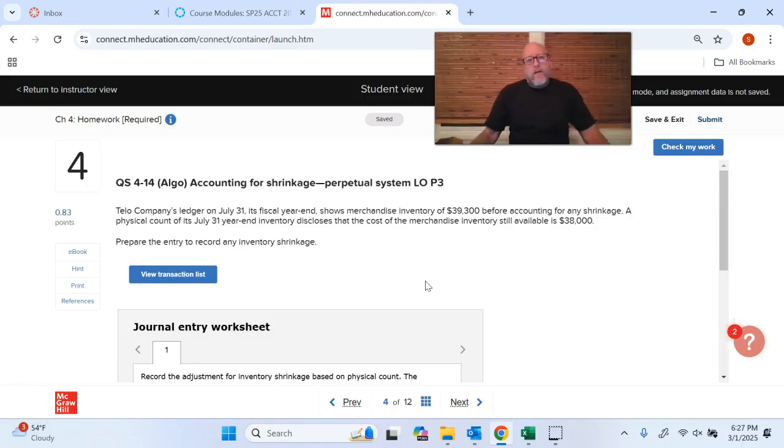And we covered this in the lectures, right? Again, it's treated as cost of goods sold. So it would be a debit to cost of goods sold and a credit to merchandise inventory.